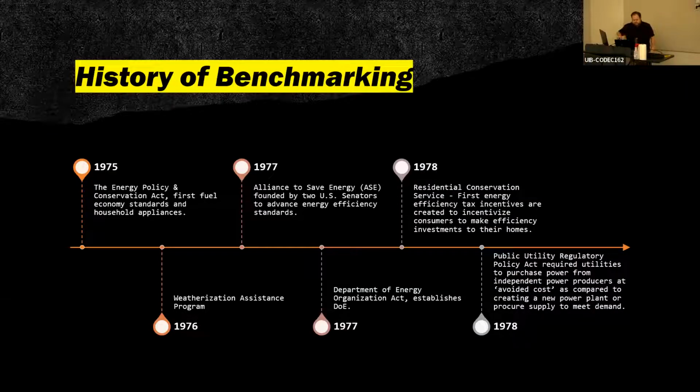So here are some interesting policies. I'm not going to go into depth, but you can look at the video later or ask me for the slides and you can see this. But in 1975, the Energy Policy and Conservation Act was created, which gave us the first fuel standards and standards for household appliances, actually creating a baseline and determining how much energy they use or should use.